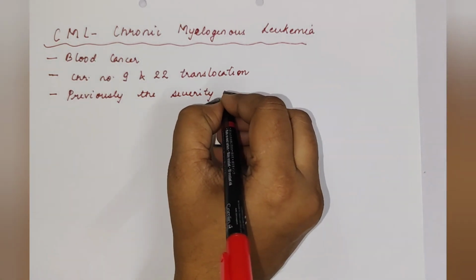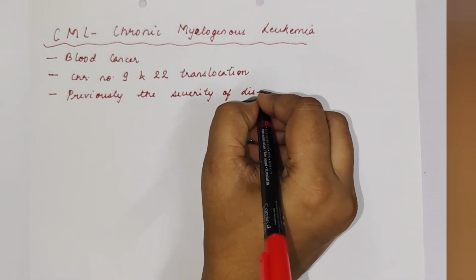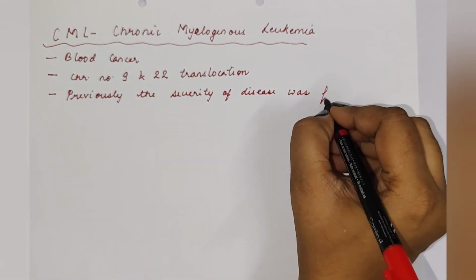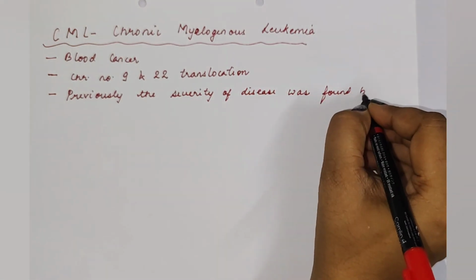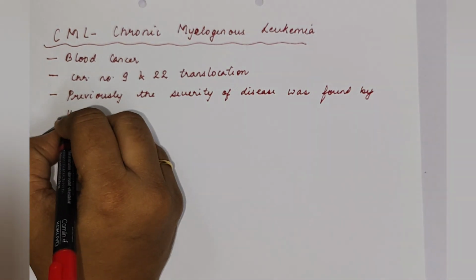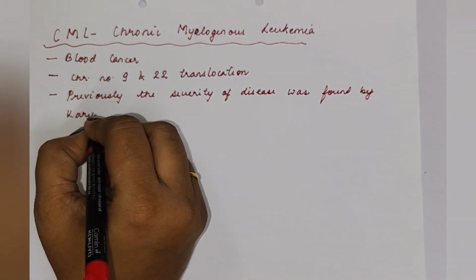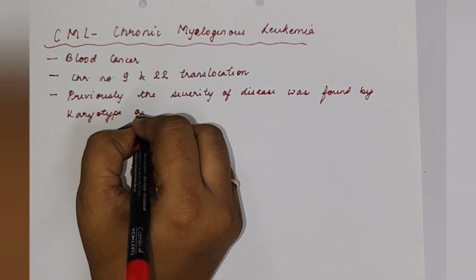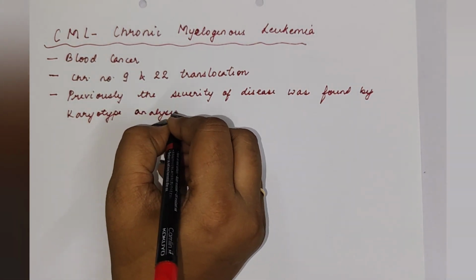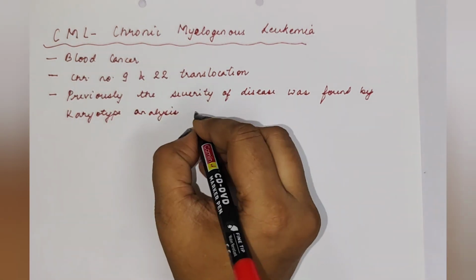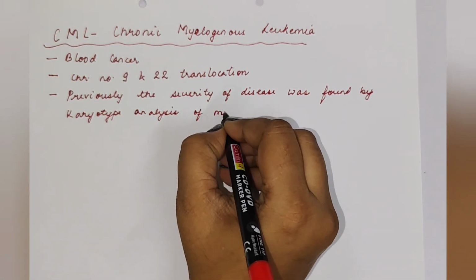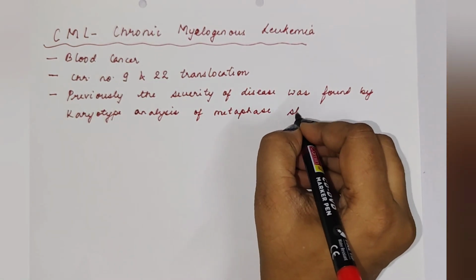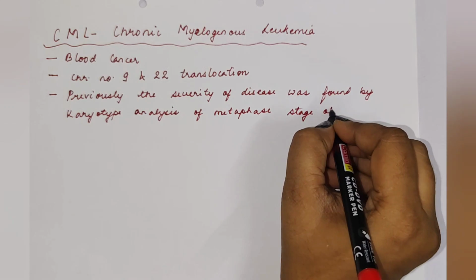Translocation means that some part of chromosome number 9 was transferred to chromosome number 22, whereas some part of chromosome number 22 was transferred to chromosome number 9. That is, both the chromosomes had some of their fragments translocated to each other, and this resulted in the formation of the Philadelphia chromosome.